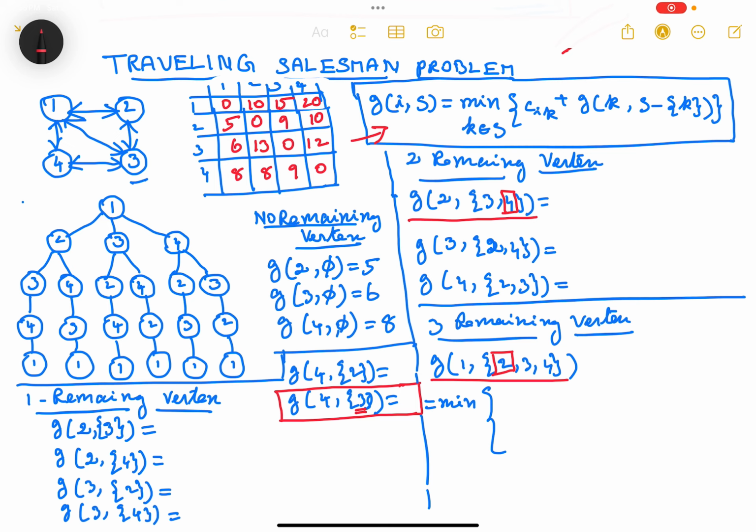Assume that we are starting the tour from vertex number 1. After visiting vertex number 1, we have 3 possibilities to visit the second city. Vertex number 2 we can visit, or the third city we can visit, or the fourth city we can visit as the second city. So 3 possibilities are there, shown in this diagram. After visiting 1, we can go and visit the second city or the third city or the fourth city.